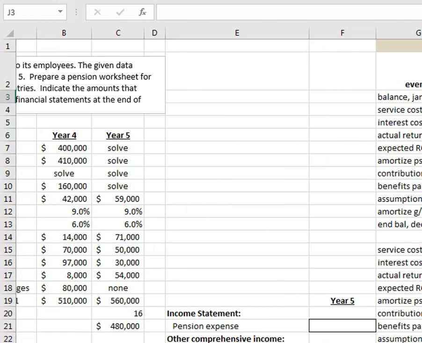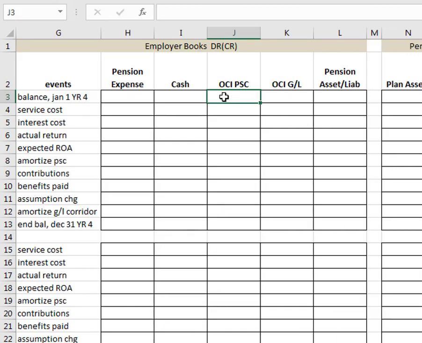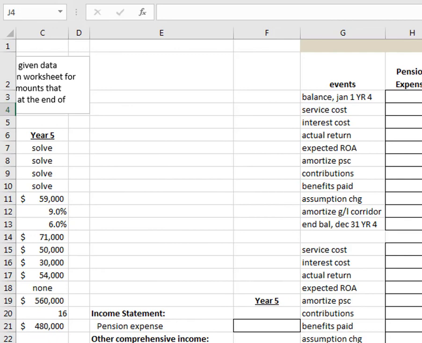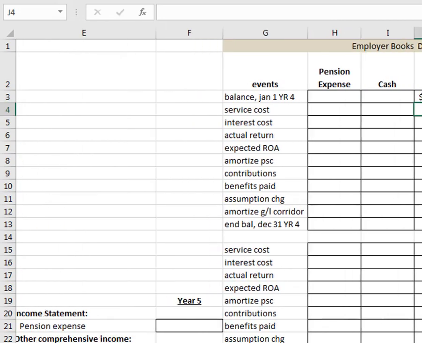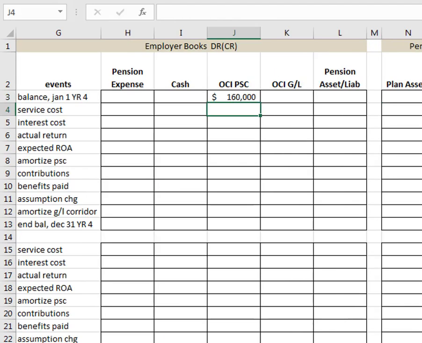OCI, prior service cost. Let's see, do they have it? They do, 160, so let's put that in there. That will be a debit. Prior service cost is always a debit. OCI, gains or losses. They don't have any. All right, so that's 0 to start with.